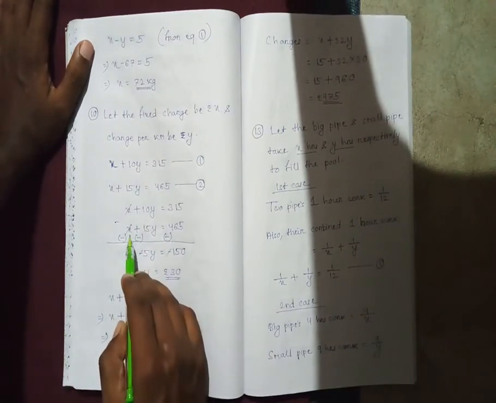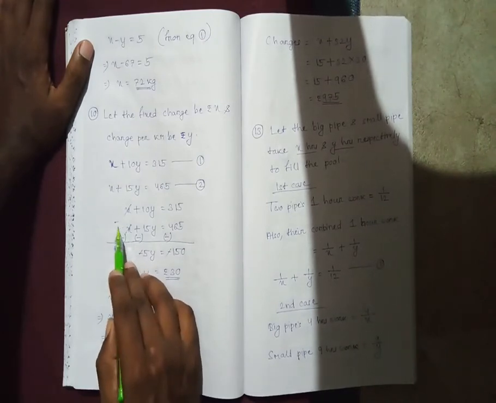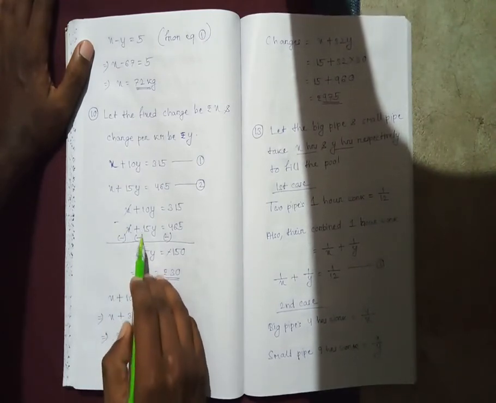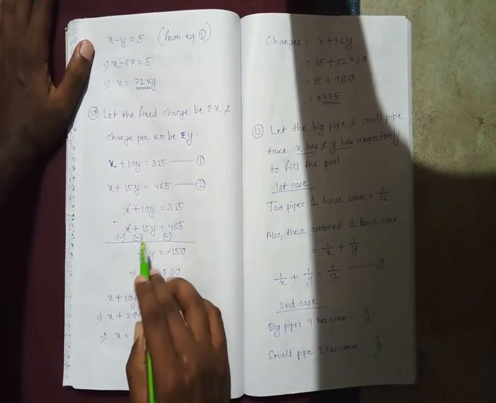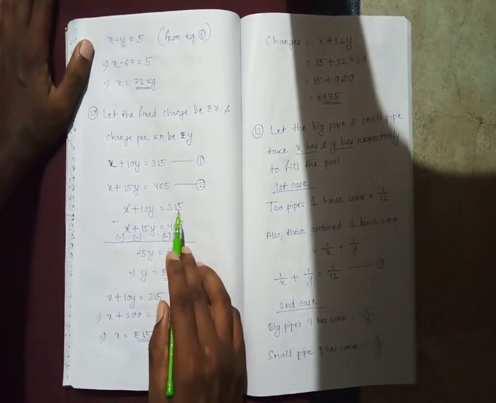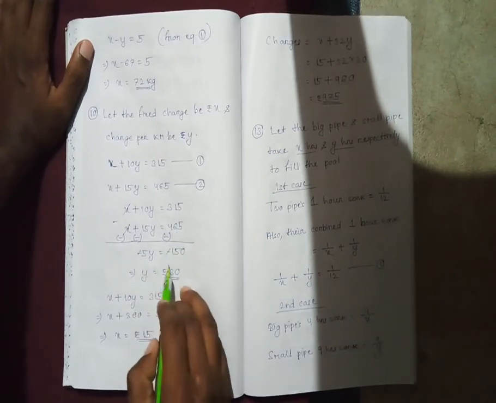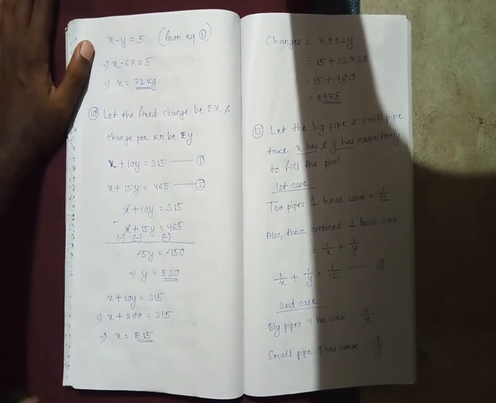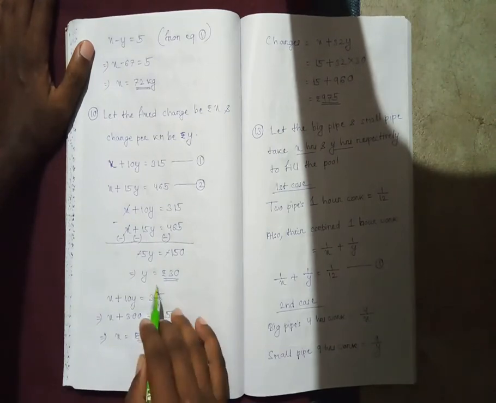Our target is to cancel x. Both are the same sign, so you have to put a minus sign. So minus, minus plus minus, minus plus minus. Then x minus x cancels out. Then 10y minus 15y gives us minus 5y, which is equal to 315 minus 465, which gives us minus 150. Minus minus cancel. We get 5y is equal to 150, or y is equal to 150 by 5, that is 30. So y is equal to rupees 30.